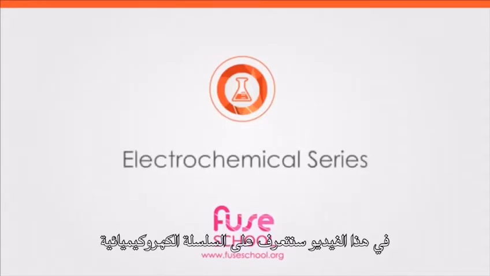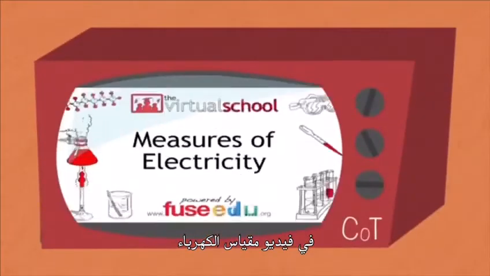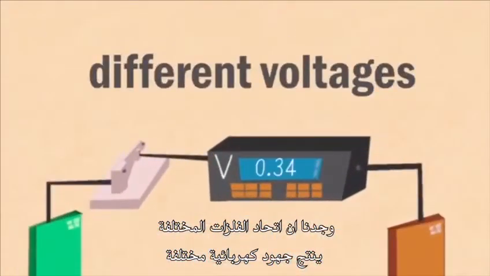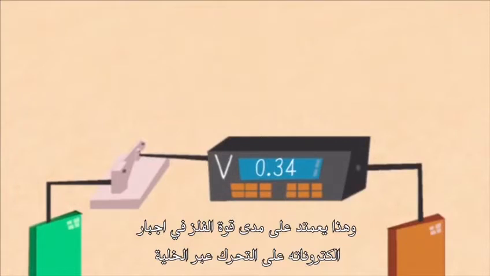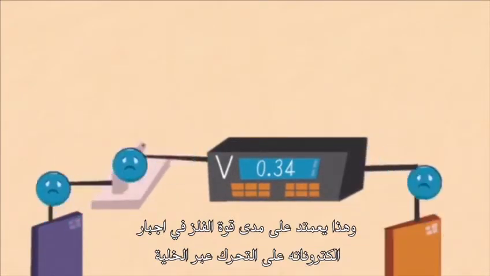In this video we are going to learn about the electrochemical series, what it is and how it is used. In the video Measures of Electricity we found out that different combinations of metals produce different voltages, and this depends on how strongly the metal could force its electrons to move across the cell.